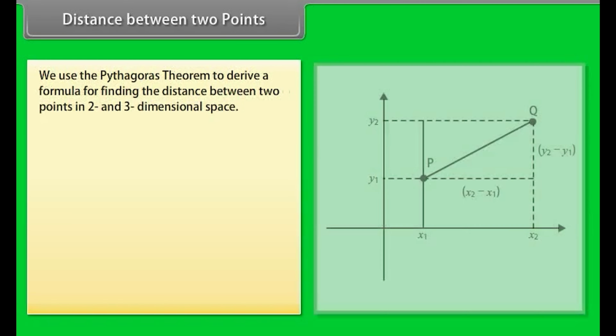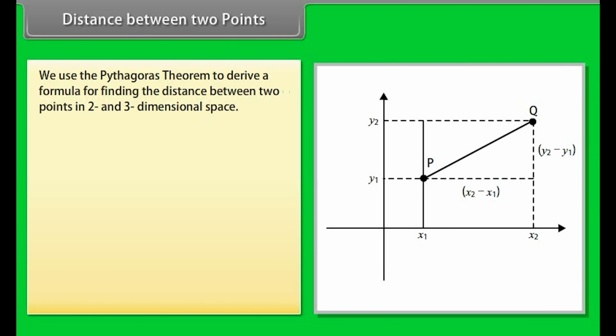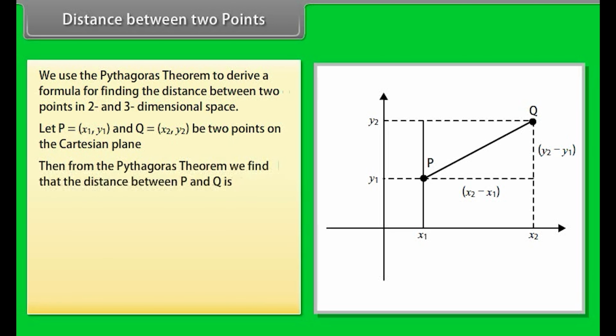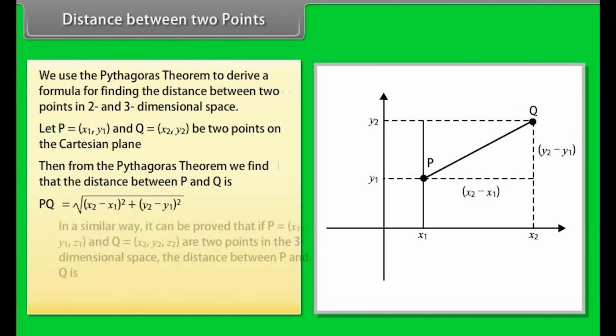Distance between 2 points. We use the Pythagoras theorem to derive a formula for finding the distance between 2 points in 2 and 3-dimensional space. Let P equal to x1, y1 and Q equal to x2, y2 be 2 points on the Cartesian plane as shown in the figure. Then from the Pythagoras theorem, we find that the distance between P and Q is PQ is equal to square root of x2 minus x1 square plus y2 minus y1 square.